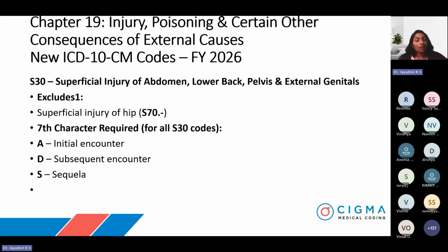Now, the seventh character, as you know, A for initial encounter, D for subsequent encounter, and then S for the sequela. You already know that. You have to keep that in mind while taking these codes.